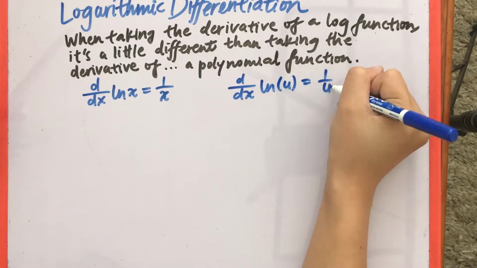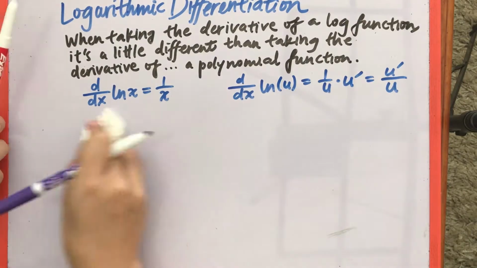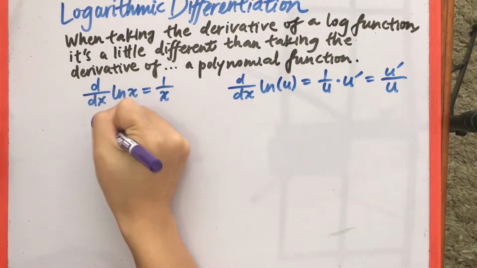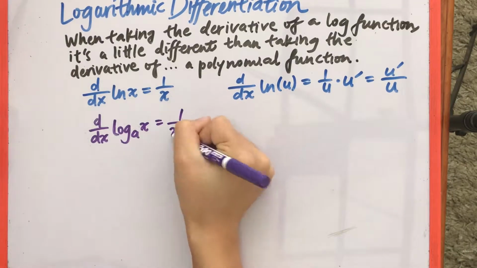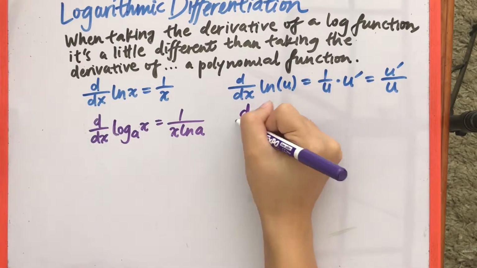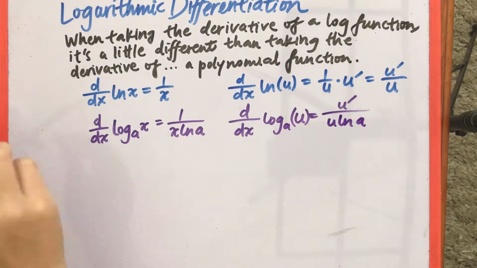The same applies if you have ln of u, but you use the chain rule for the numerator, leaving the denominator the same. The derivative of log base a of x is equal to 1 divided by x times ln a. The same applies for log base a of u, but you use the chain rule instead, which means you take the derivative of the argument for the numerator.